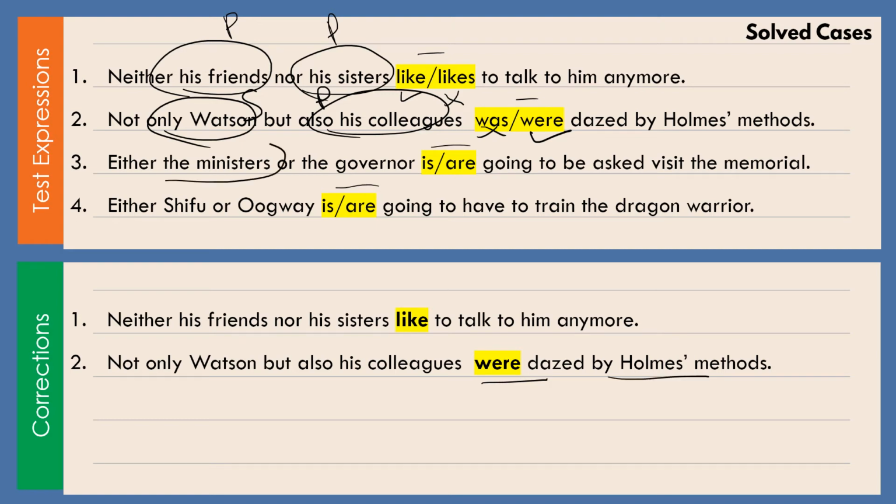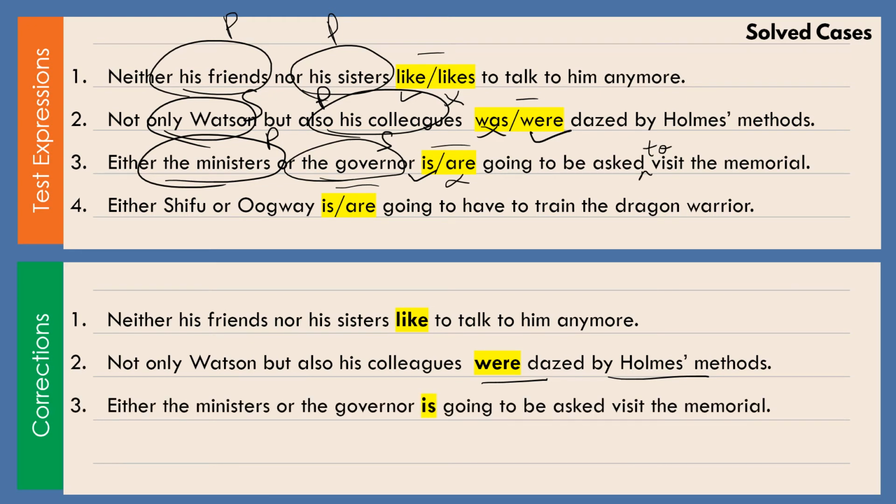Next one: either the ministers or the governor is or are likely to be asked to visit the memorial. Okay, please excuse that. So now in this case, the first one happens to be plural, the second subject happens to be singular. So the singular subject is more proximal, so you want the verb to take the singular form, not the plural form. So the correct expression becomes: either the ministers or the governor is going to be asked to visit the memorial.